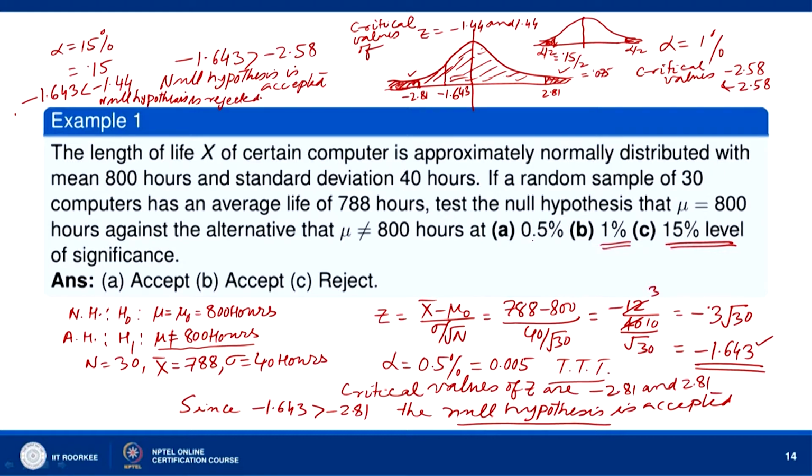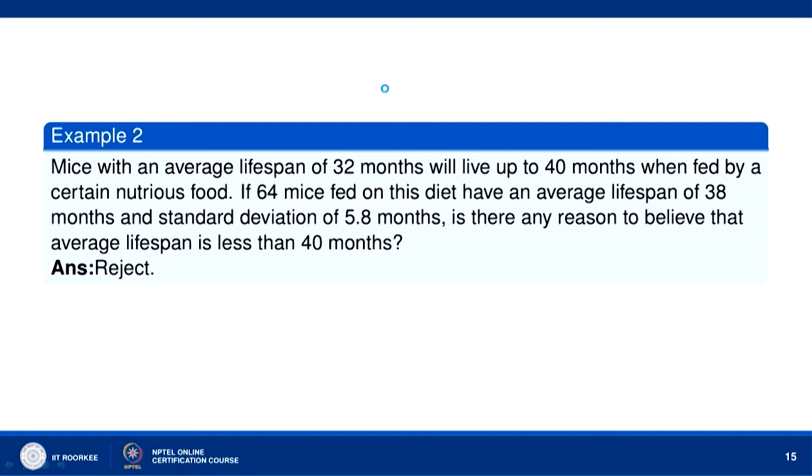Okay. So, in the case A, where alpha is 0.005, the null hypothesis is accepted. In the case alpha equal to 0.01, the null hypothesis is again accepted. When alpha is equal to 0.15, since the critical value of Z is more than the value of Z calculated from the data, that is minus 1.643, the null hypothesis is rejected. So, in the A and B parts we are accepting the null hypothesis, in the C part we are rejecting the hypothesis. Now, let us consider example 2.